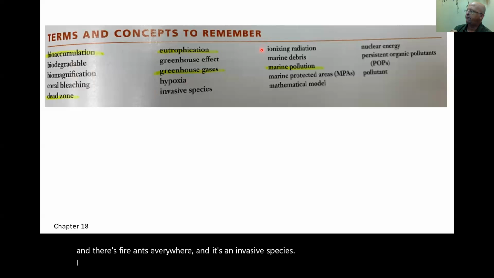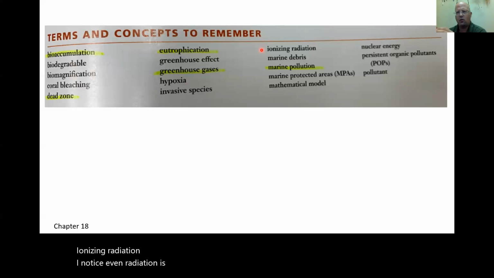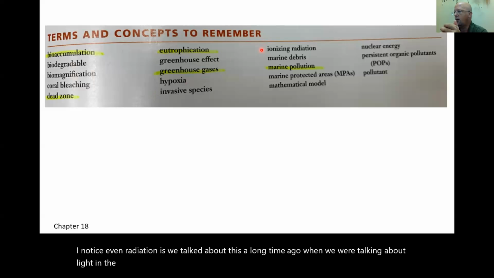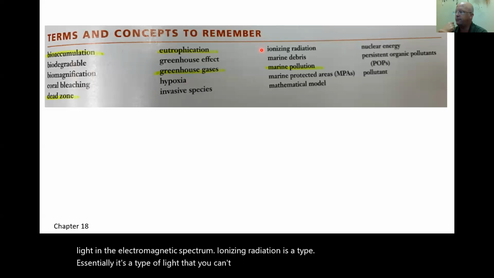Ionizing radiation. Ionizing radiation is, we talked about this a long time ago when we were talking about light in the electromagnetic spectrum. Ionizing radiation is a type. Essentially, it's a type of light that you can't see. So it's a radiation.